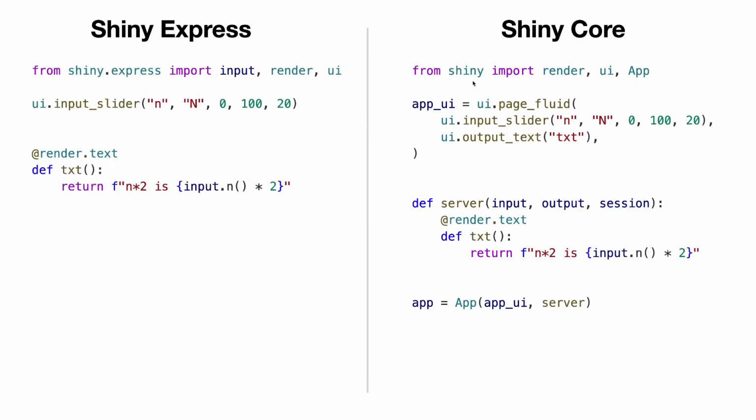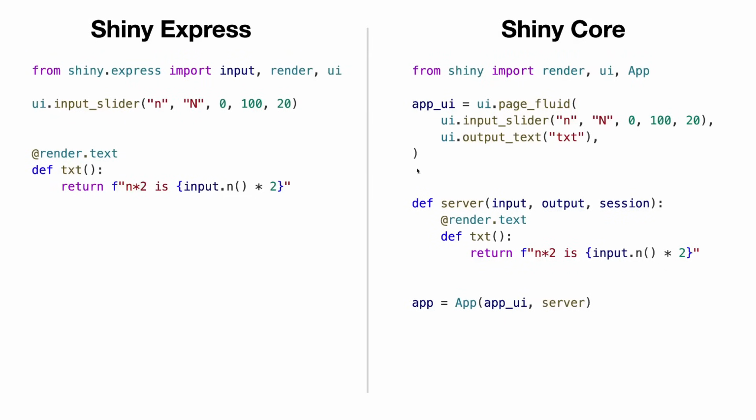Well, first off, we're importing from Shiny instead of importing from Shiny Express. But also we need to create the UI completely separately from the server logic application. So we create this thing called app UI, and it consists of UI.page_fluid, which is just a page level wrapper for all of the content. And then inside of that, we have these nested function calls for other components. So one of them is UI input slider, which is the same as for Shiny Express. But then we also had to add this output text, and we pass it the string txt. So this output text wasn't necessary in Shiny Express, but we needed to put it in Shiny Core.